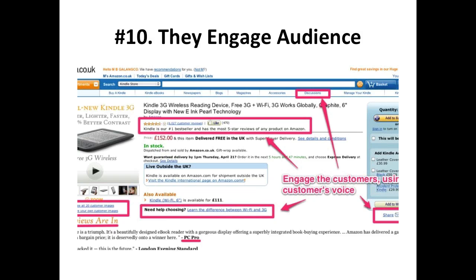They use the customer's voice. For example, there is a discussion link at the top. I'm on the Kindle page, and you can have discussions about the Kindle if you click on that link. And you can see the reviews. It's got 4.5 stars out of 5, more than 6,000 customer reviews, and 470 people have liked it on Facebook. They say it's their number 1 bestseller and has the most 5-star reviews of any product on Amazon. So that's quite an accomplishment.